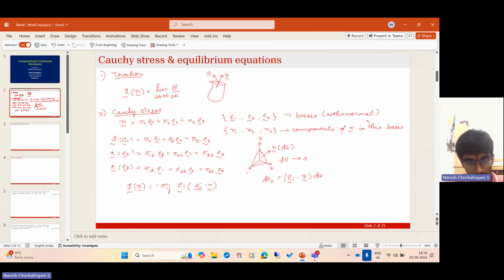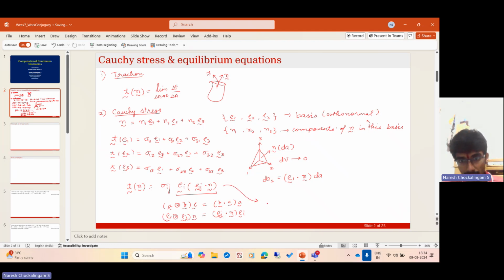So from this point, how do we proceed further? Look at this quantity ej dot n ei. We know that the tensor product of two vectors A tensor B acting on C is defined as B dot C A. Analogous to that, what we have here is ej dot n ei, and that should be just ei tensor ej acting on n.